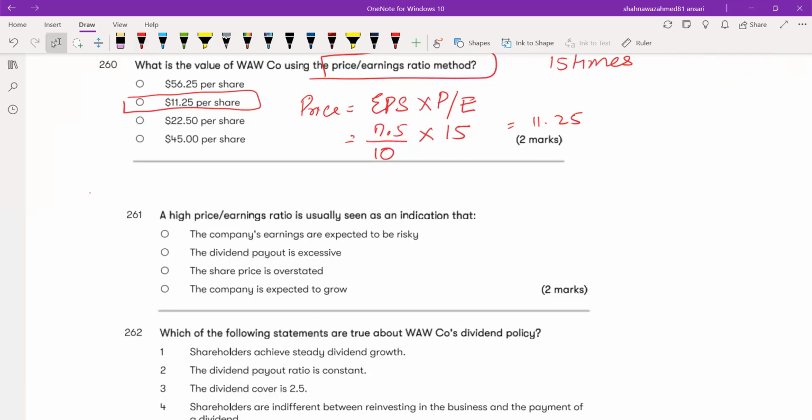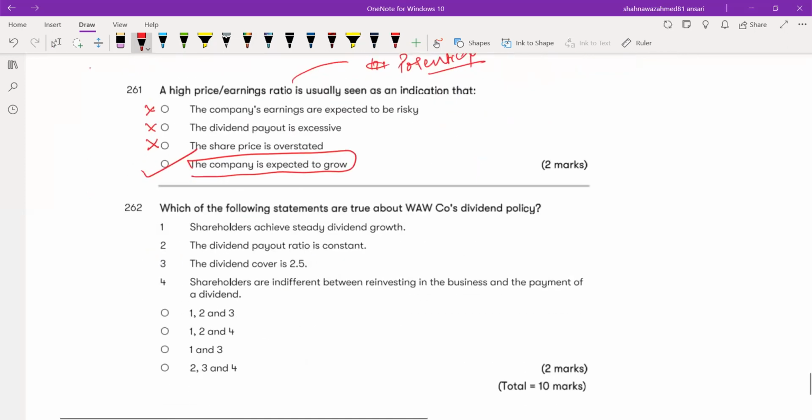A high price earning ratio is usually seen as an indication that the company's earnings are expected to be risky. No. The dividend payout is excessive, is high. No. The share price is overstated. Again, no. The company is expected to grow. A high PE ratio indicates that there is a potential for growth in the company. So the company is expected to grow.